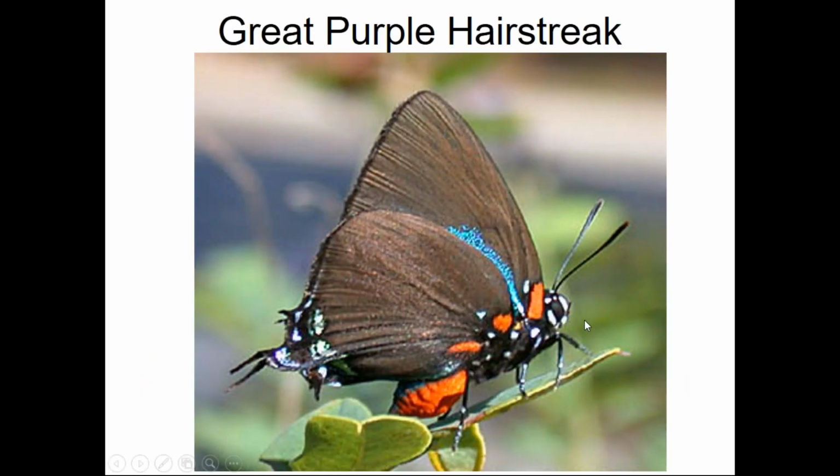Great purple hairstreaks feed exclusively on mistletoe. So anywhere in the park where you see mistletoe growing, you'll want to look for the great purple hairstreak. It has false tails to resemble the head, trying to trick a bird or other predator into biting the tail off and not the head.